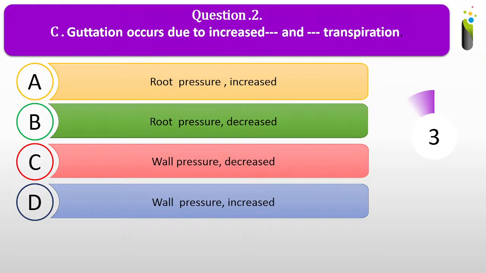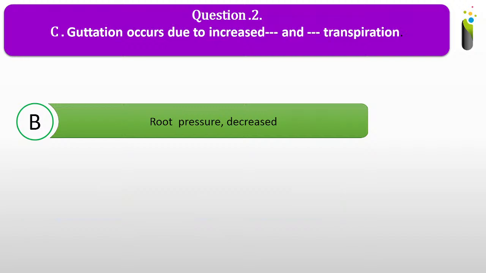So the correct answer for this question, guttation, occurs due to increased root pressure and decreased transpiration. So question number 2C, the answer has to be B.